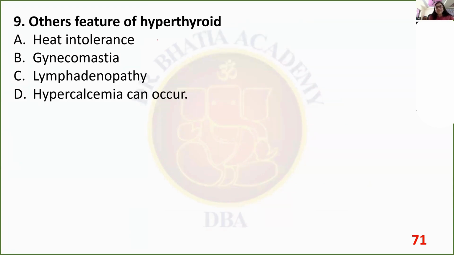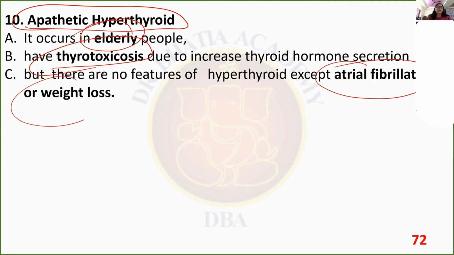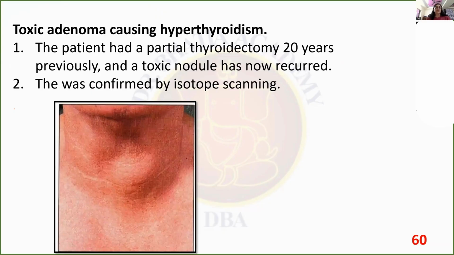Other features, there will be heat intolerance, there will be sweating, gynecomastia, lymphadenopathy, hypercalcemia. Now, there is something called apathetic hyperthyroidism, which is seen in the elderly population. Because of the thyrotoxicosis happening in very old age, these patients are very marasmic, cachexic, and they come with atrial fibrillation and weight loss. Most of the other features may not be appreciated, so they come with weight loss and AF.